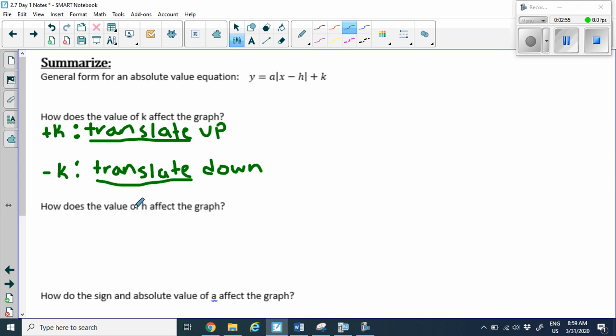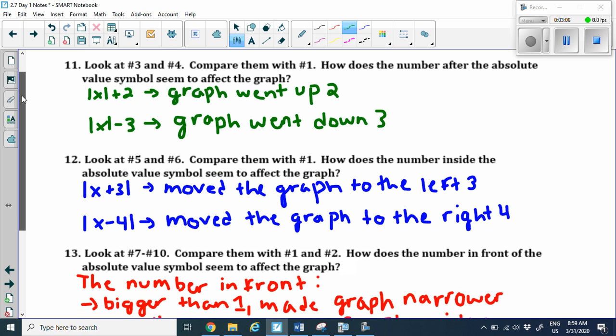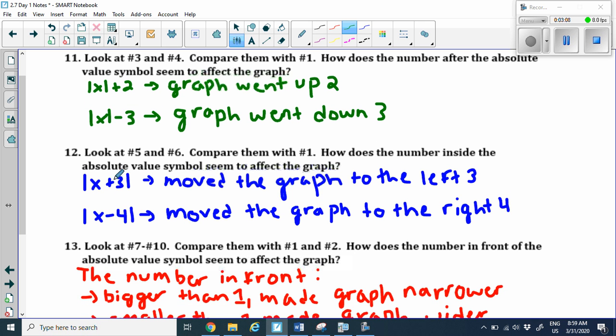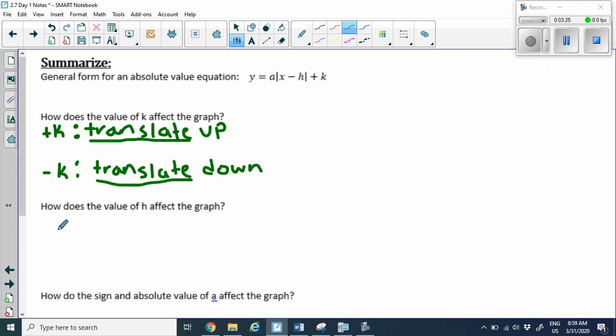Okay, now let's look at how the value of h affects our graph. h was inside our absolute value bars. So we go to those questions from part one. We're going to look at number 12. This is where we had values inside our absolute value. So it looks like it moved our graph to the left and right. So it moved it horizontally. It looks like if we have a plus and whatever the h value, it moves the graph to the left. So that's what we're going to talk about first.